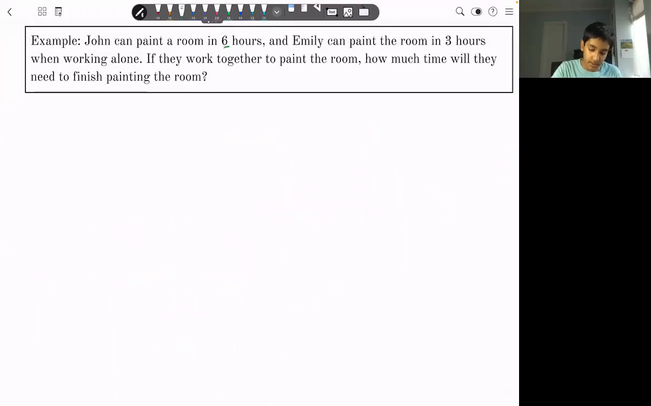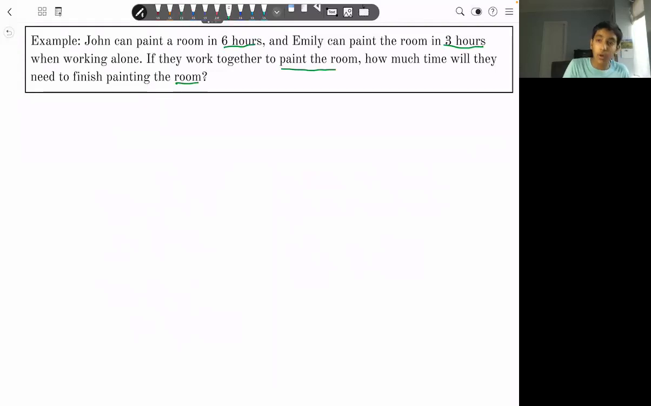John can paint a room in 6 hours. Emily can paint it in 3 hours when working alone. If they work together to paint the room, how much time will they need to finish painting the room? So this is a little bit more of a tricky problem.